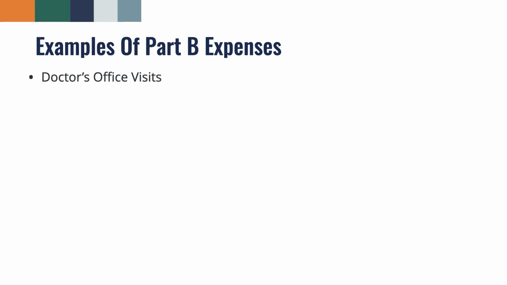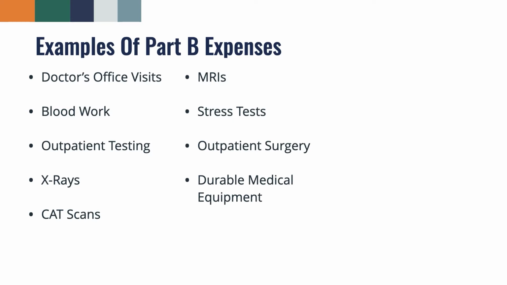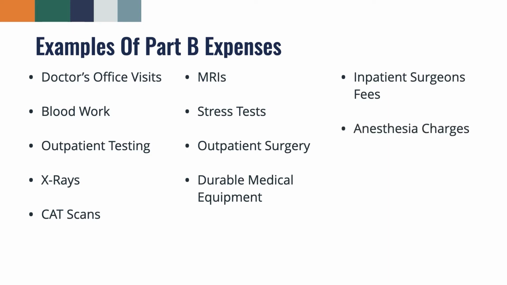It's just that simple. Examples of Part B expenses are doctor's office visits, blood work, outpatient testing, x-rays, CAT scans, MRIs, stress tests, outpatient surgery, which includes facility charges, surgery and anesthesia charges, durable medical equipment such as oxygen, wheelchairs, crutches, inpatient surgeon's fees, and anesthesia charges. And finally, chemotherapy and immunotherapy, and the list goes on and on. As noted, any medical expense that's not one of the 4 categories covered by Part A is a Part B expense. I hope you understand now why I recommend that you watch video number 1 before this one.